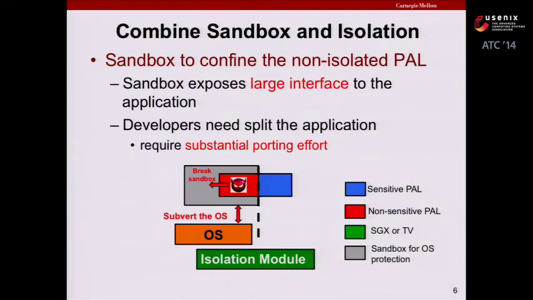We found that it's promising to combine a one-way sandbox with the isolation mechanism to provide two-way protections. This figure shows one combination option. Here we deploy one sandbox to confine the non-isolated part of the application. However, the issue here is that the sandbox may expose a very large interface to the application. And also, the developers in this design need to split the application into a security-sensitive part and a non-sensitive part, which requires very large porting effort.